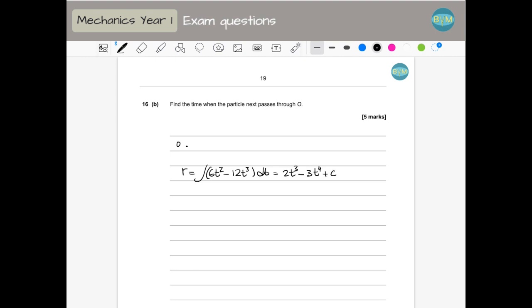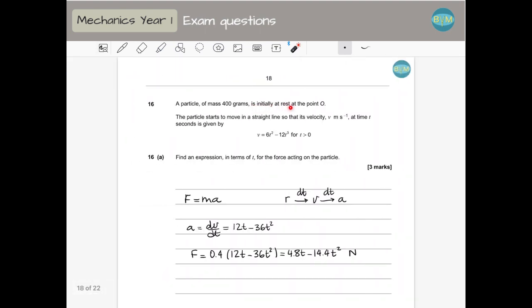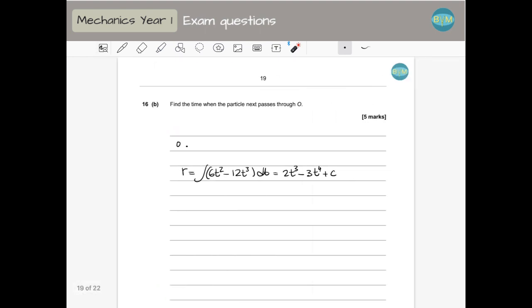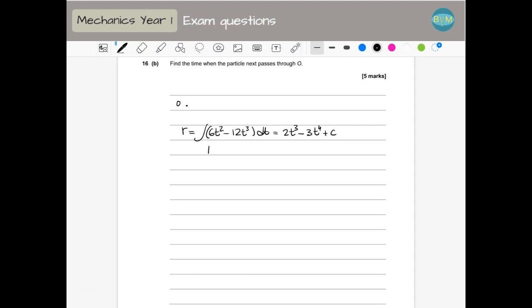And I can find the constant of integration because I know it is initially at rest at point O. So initially, when t is 0, the position vector is 0. If I substitute this here, when r is 0, t is 0, that means that c is 0 as well. So that helps us to find the constant. So c is 0, which means that my expression is 2t cubed minus 3t to the power of 4.